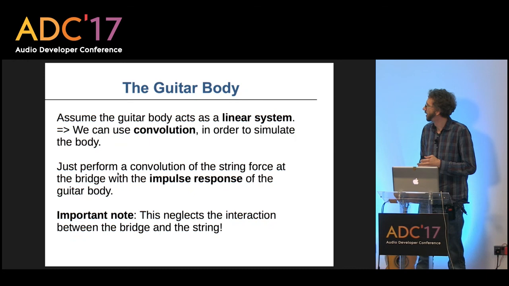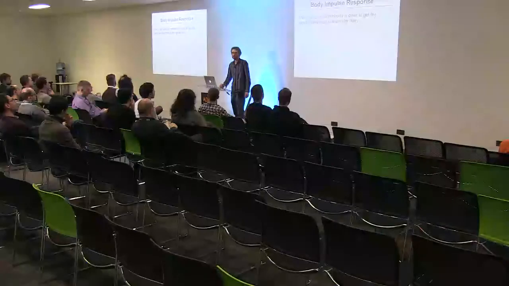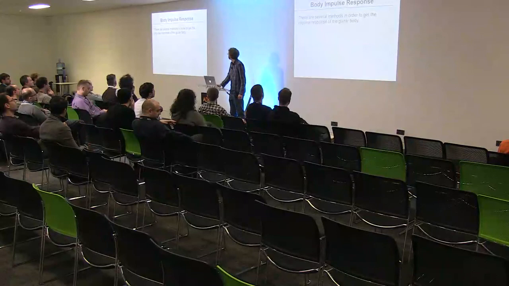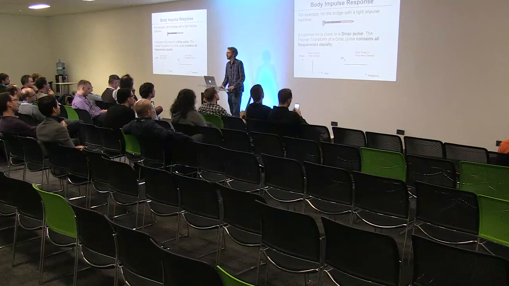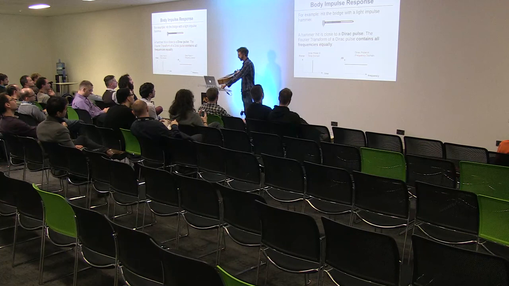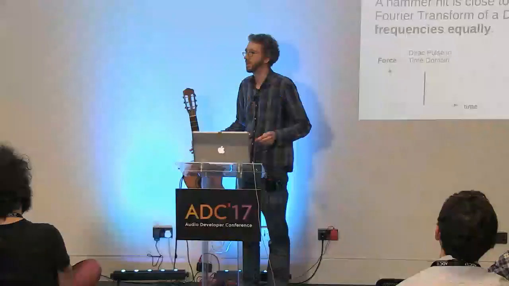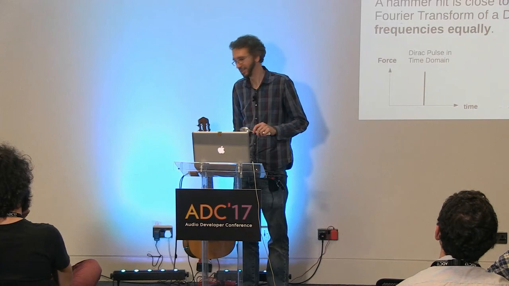So maybe you're wondering what it actually means, the impulse response of a guitar body. Well, the impulse response of a guitar body is the body's response, the body's frequency response. And we can get this frequency response simply by hitting the bridge with a hammer or something like this. If you do this and if you record this, then we are getting the impulse response of the body. Very simplified.